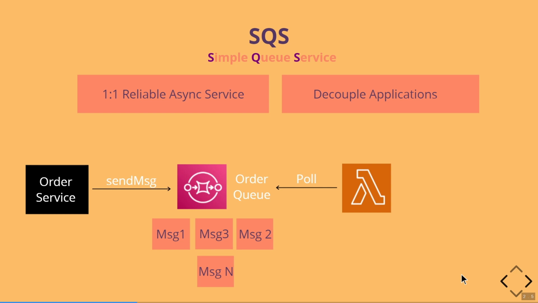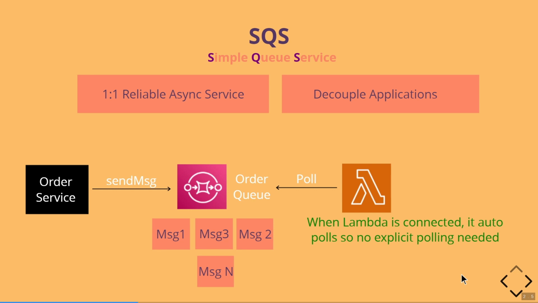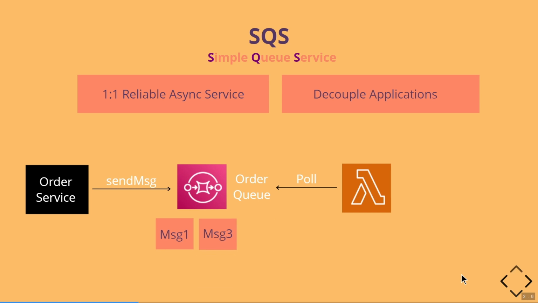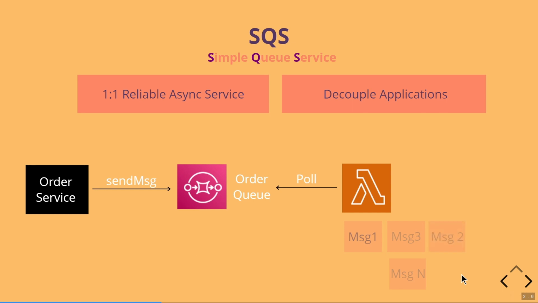Once you associate a Lambda with the SQS, the messages are automatically polled. That is, you don't need to write explicit logic in order to poll a given message. This is available by default with Lambda, but in case you write your services in, let's say, an EC2 or a Fargate service, then you would need to write logic in order to poll the message from this SQS queue. So once the Lambda starts polling, these messages will be consumed and then processed accordingly. Okay, so this is in a nutshell SQS.